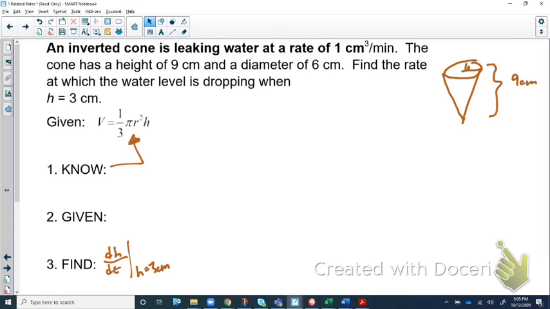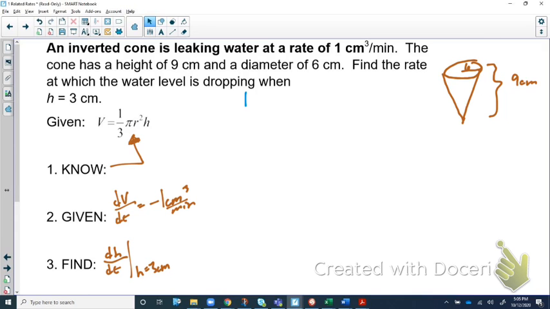So what did they give us? They gave us dV/dt, and because it's leaking water, it's losing 1 centimeter cubed per minute. They're also giving us the height and the diameter, but that's the really important stuff here. So again, see if you can differentiate the volume formula and see what you come up with.